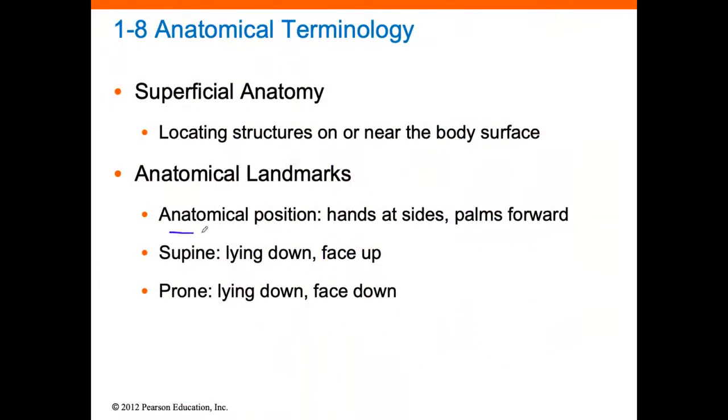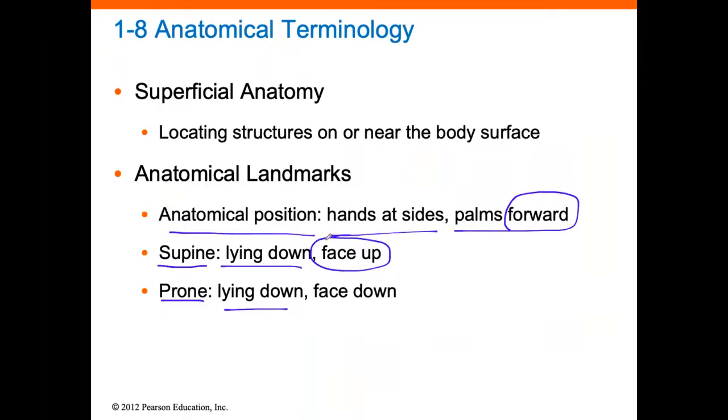So again, anatomical position: hands are at the side, palms are facing forward or anterior. There's another term, supine. Supine and prone, both of these, the individual is lying down, but supine, the person is face up, whereas prone, they're face down.